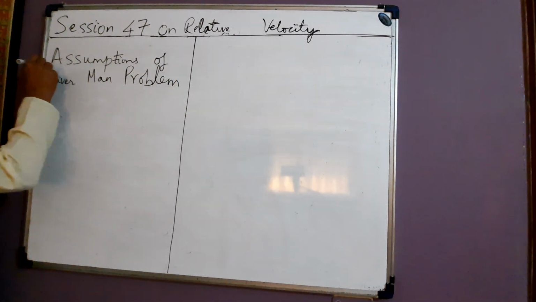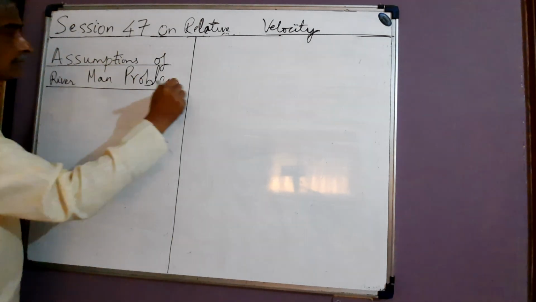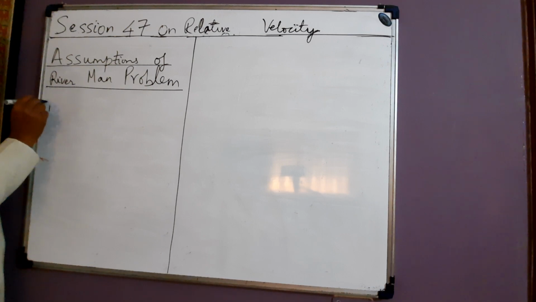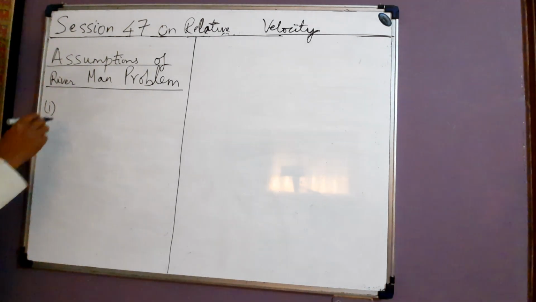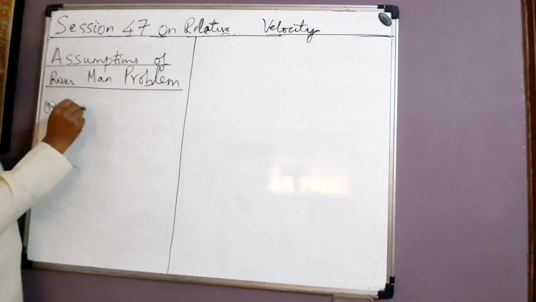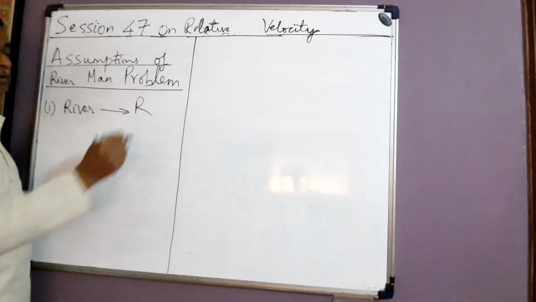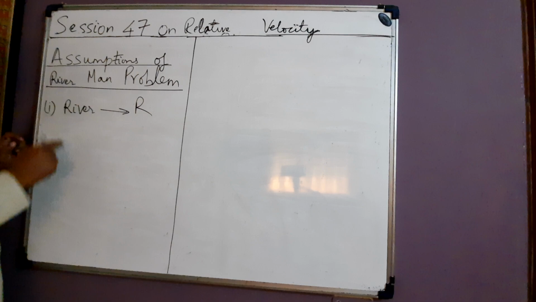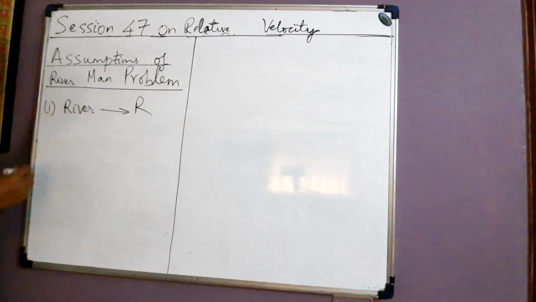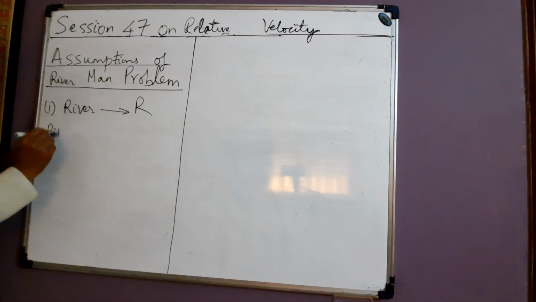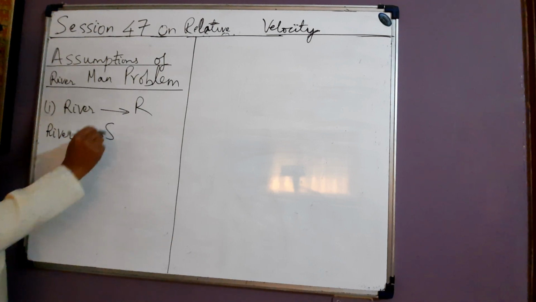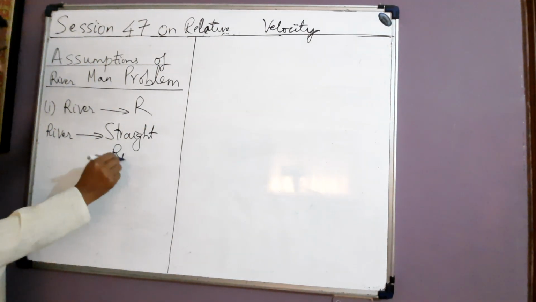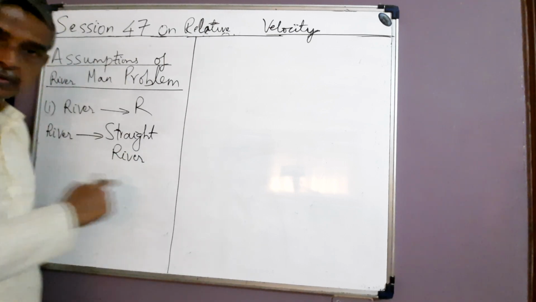Assumptions of river man problem. First of all, river will be denoted by R. So regarding the river, what will be our assumptions? River is assumed to be a straight river.